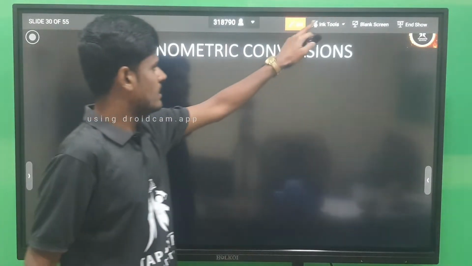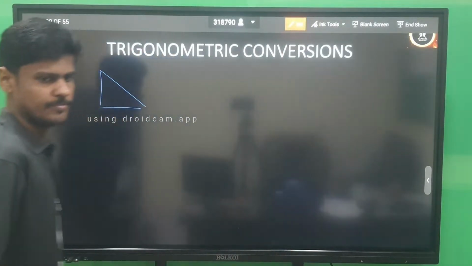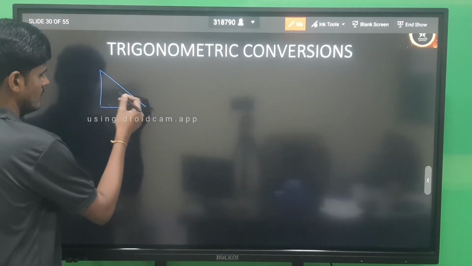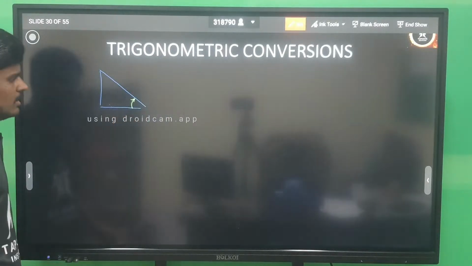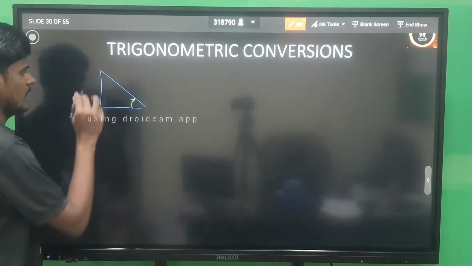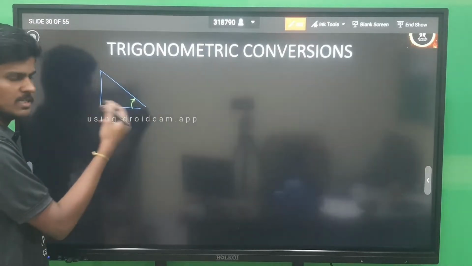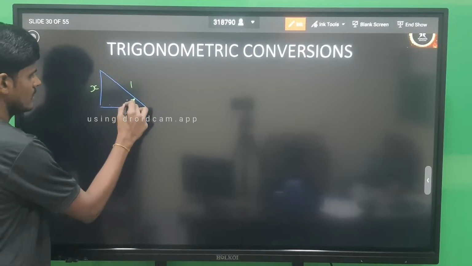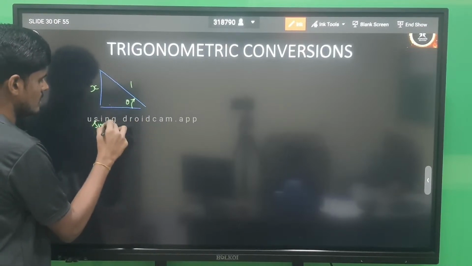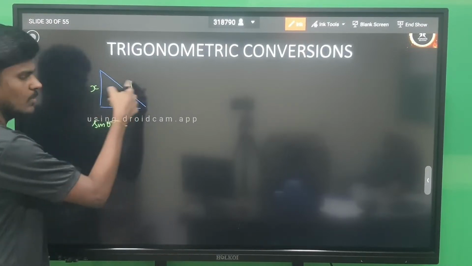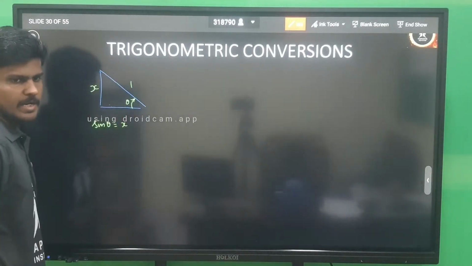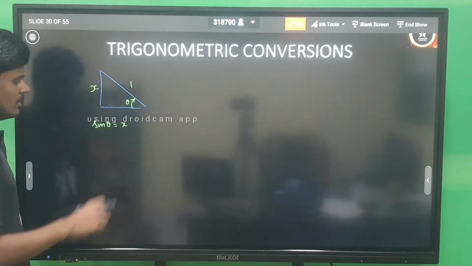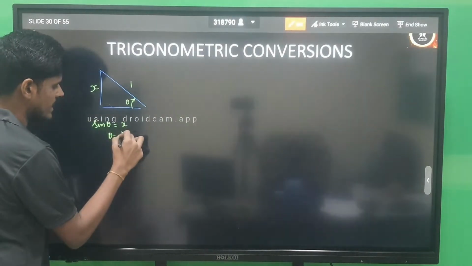Let's consider a triangle. Let this be some angle. With respect to this angle, what is sin theta? Let's assume sin theta is x. So let this side be x and the hypotenuse 1. Sin theta equals x by 1. What is sin theta? Perpendicular by hypotenuse. This is x by 1, so sin theta is x. With respect to this, we can write theta is sine inverse of x.